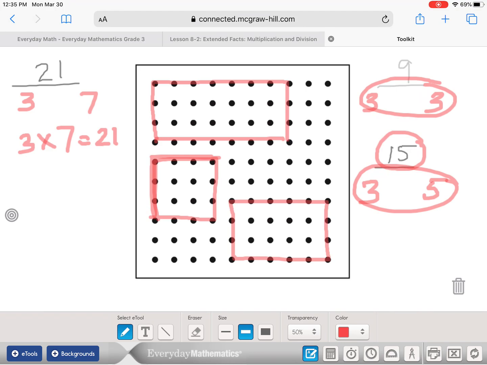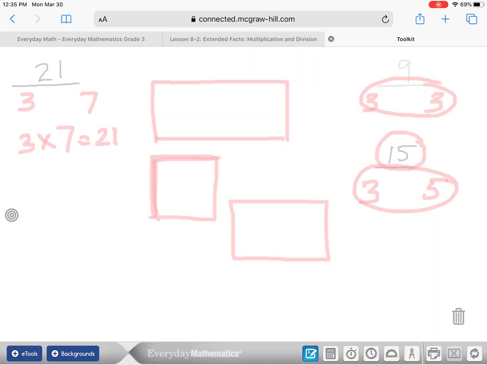The last step here, and I'm going to clear everything now. The last one on this page, number 3, says without using a geoboard, apply your pattern or rule to find side lengths of a rectangle with an area of 30 square units.